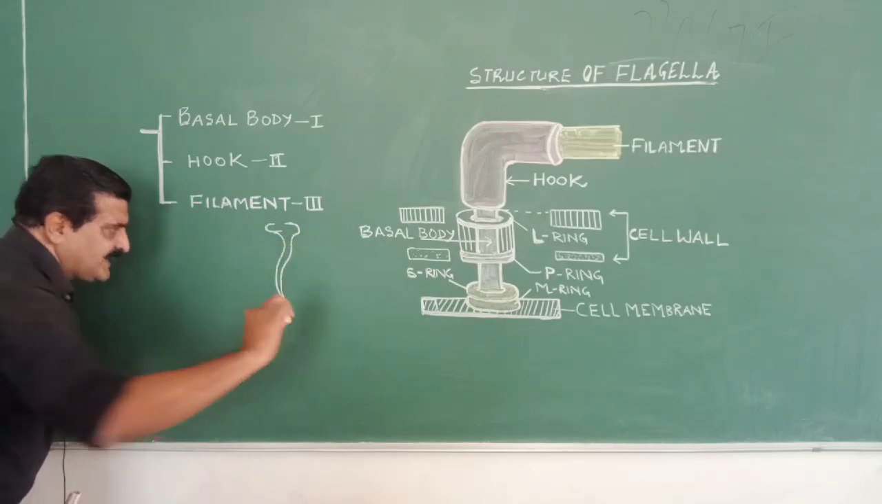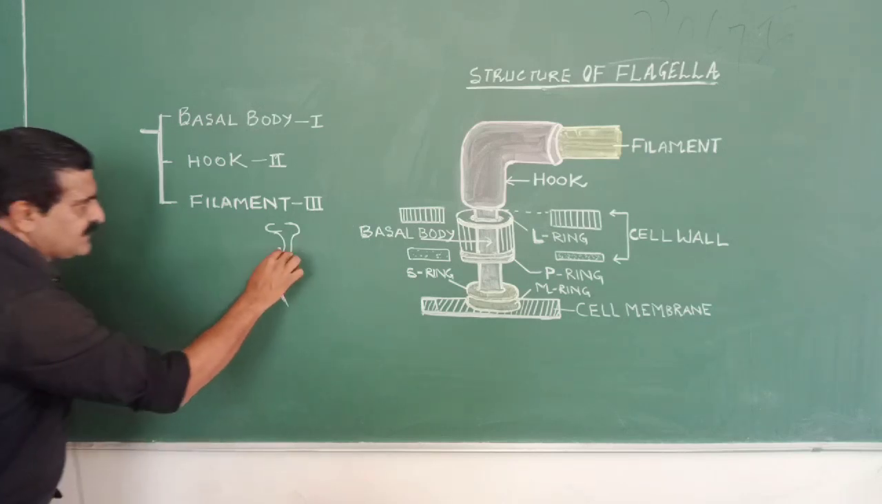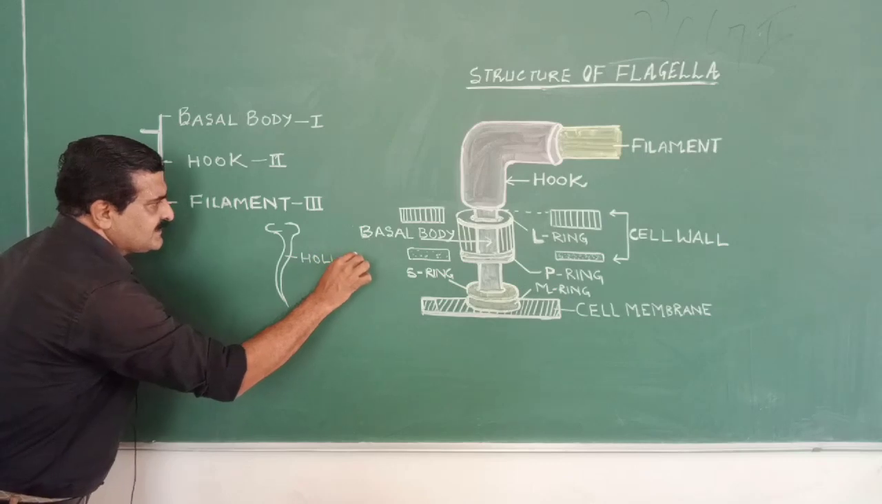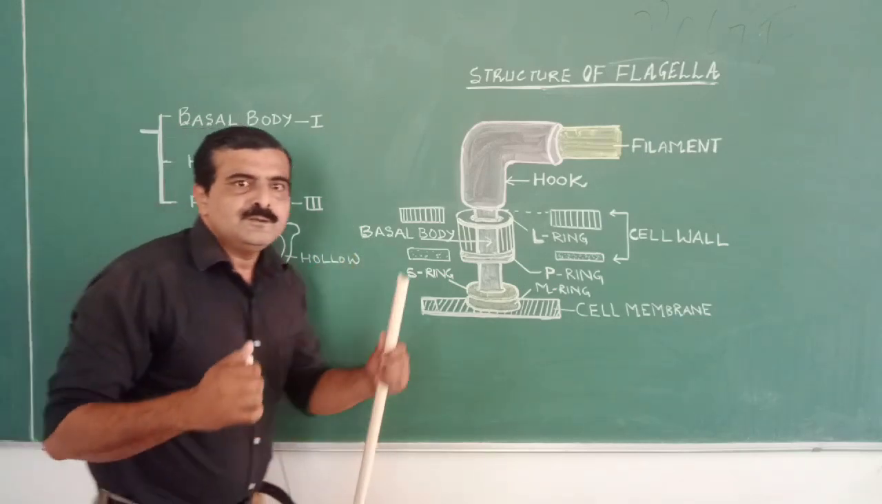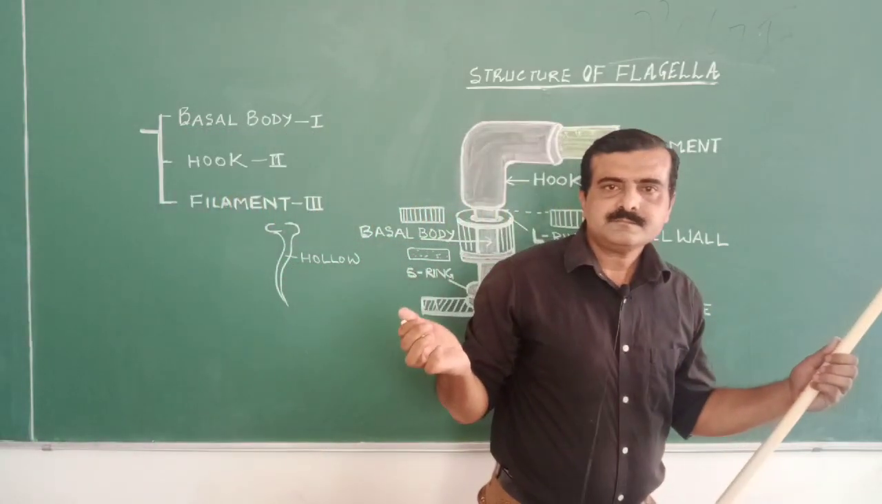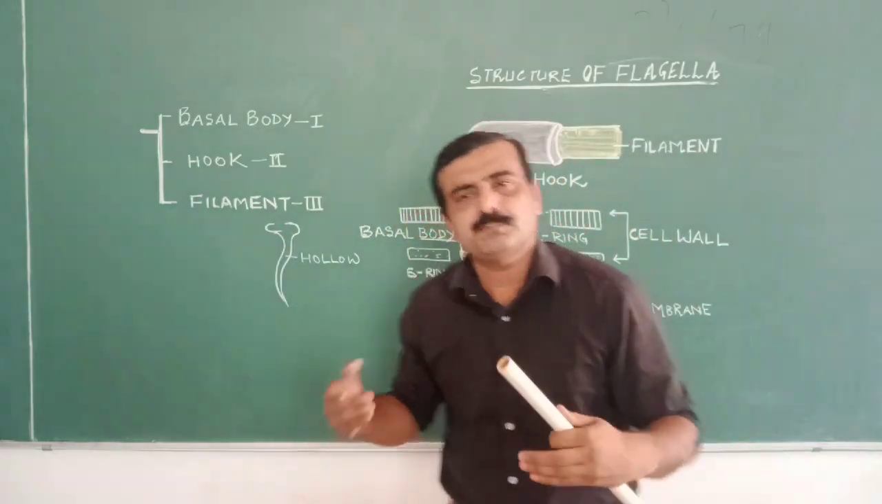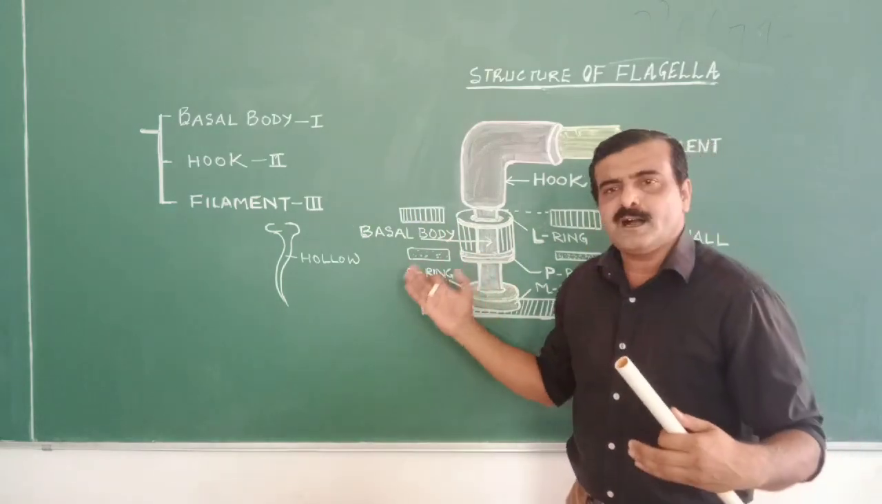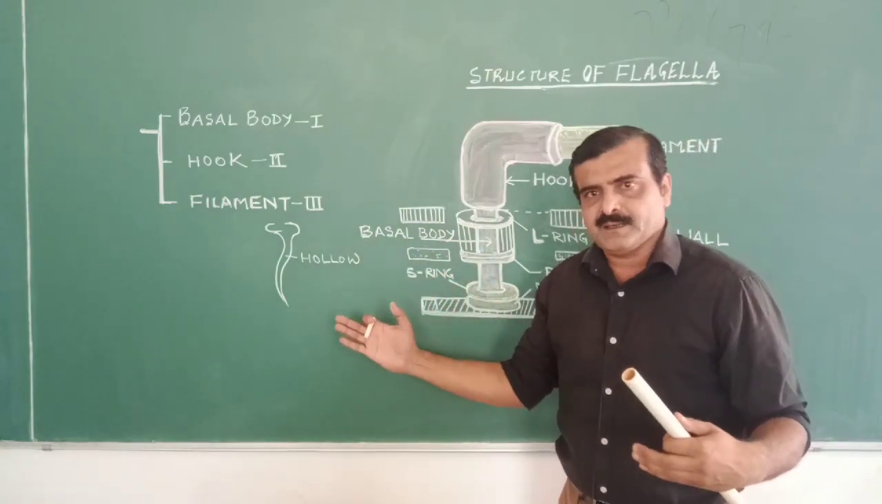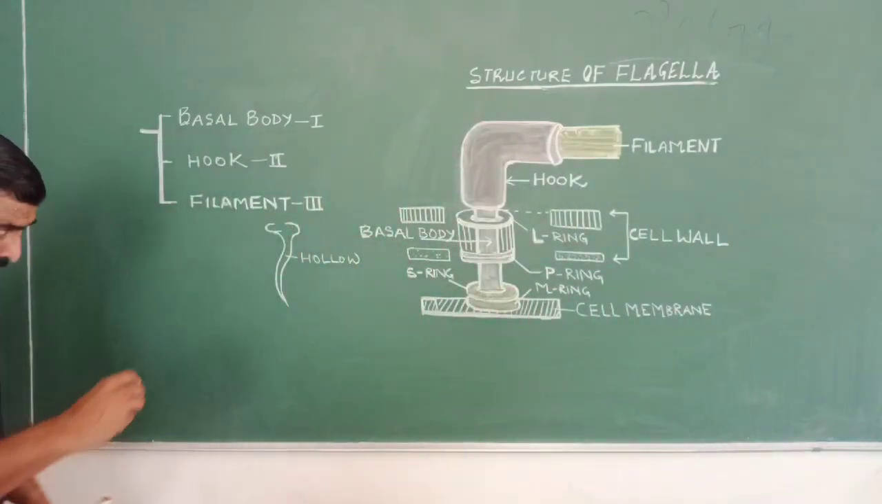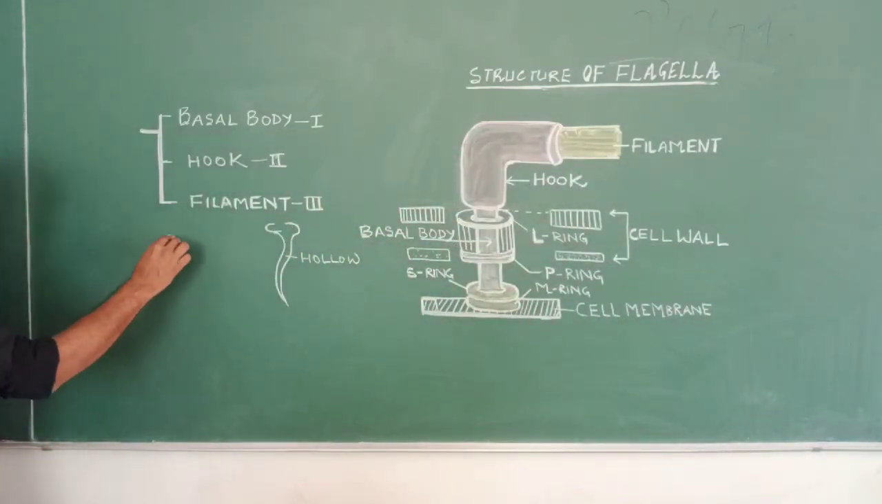It is a cylindrical hollow structure and it consists of protein monomer. The second point for NEET, it consists of protein monomer and each monomer, student ध्यान दीजिए, each monomer is made up of protein called flagellin.